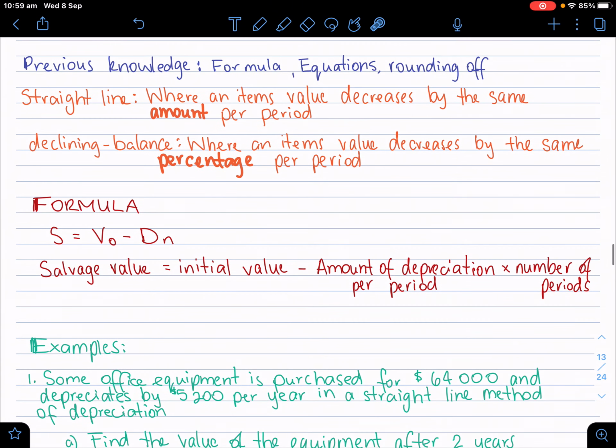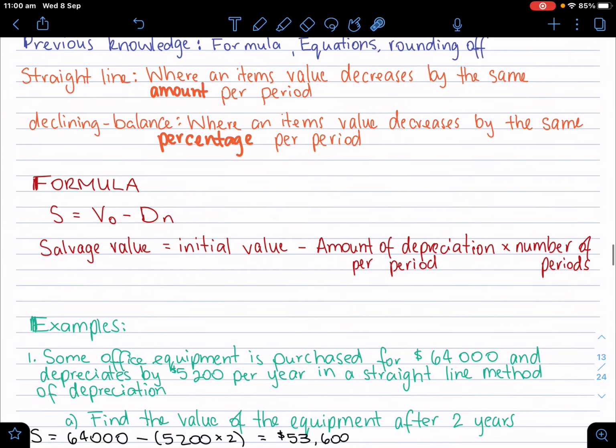So straight line depreciation is when an item's value decreases by the same amount per period, while declining balance is when an item's value decreases by the same percentage per period. So we have a formula here where salvage value equals the initial value, or V0, minus the amount of depreciation times the number of periods. Very important you write this formula down.